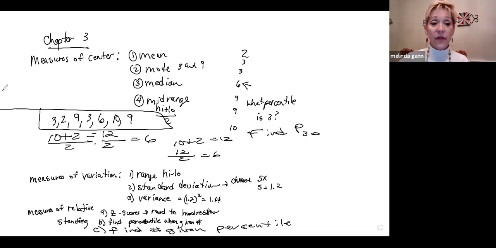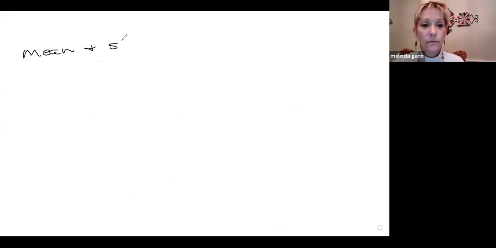Okay, now the other thing that you've got to have, let's do this. This will be quicker. The other thing out of chapter 3 is what Natalie just said. Before I do that, let me say this real quick before I forget. Also, make sure that you can find me the mean and standard deviation of a frequency table.